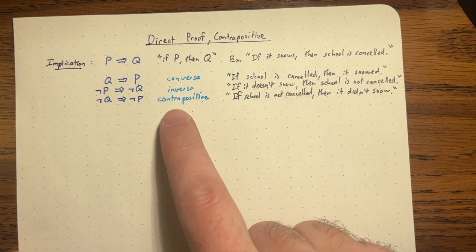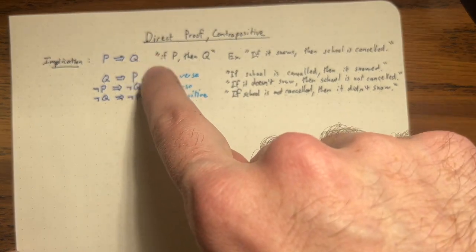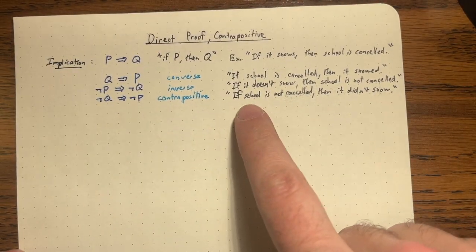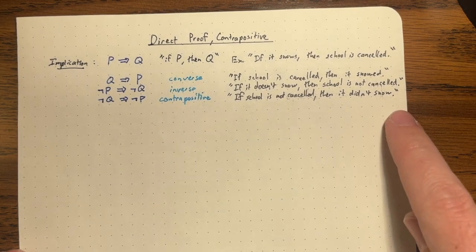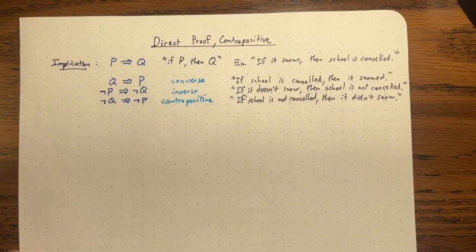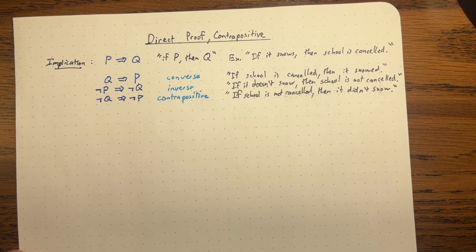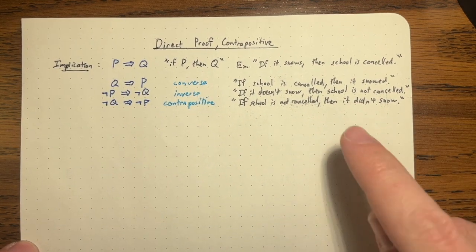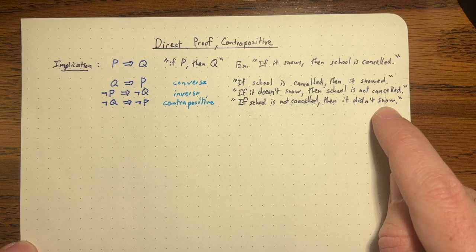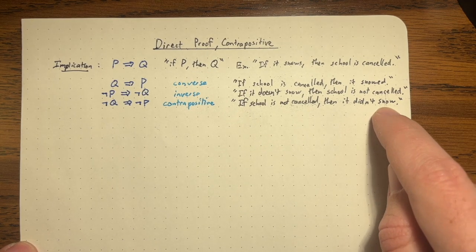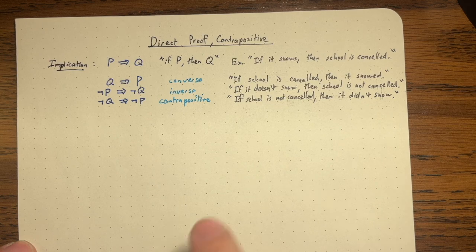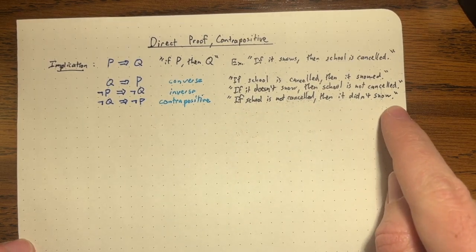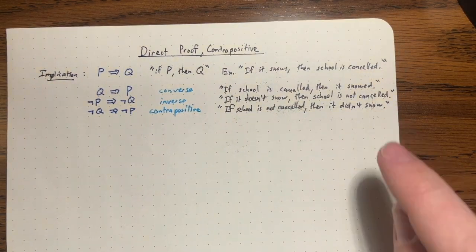Let's look at the last one, which seems like it's the furthest away. But let's see what it says. So if school is not canceled, then it didn't snow. That seems true, right? Because if it had snowed, then school would have been canceled. So if it's not canceled, we can definitely conclude that it didn't snow, right?